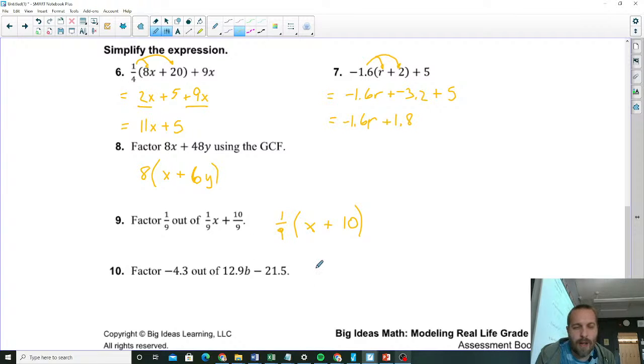And then for this part, I'm going to use a calculator. I'm going to put the negative 4.3 outside the parentheses. Then I'm going to grab the calculator and go 12.9 divided by negative 4.3. That gives me negative 3b plus, because this was a minus sign here, so I know that this is plus a negative, if you will. But we've got negative 21.5 divided by negative 4.3. That gives us a plus 5. So there's our answer.